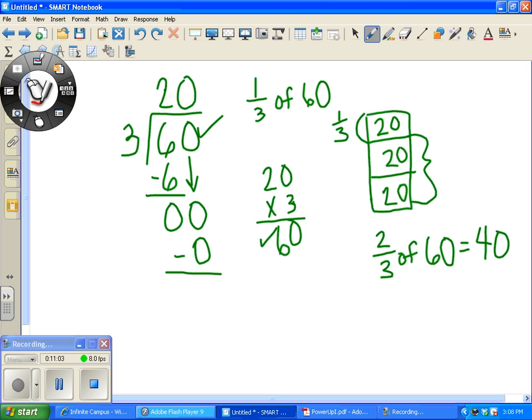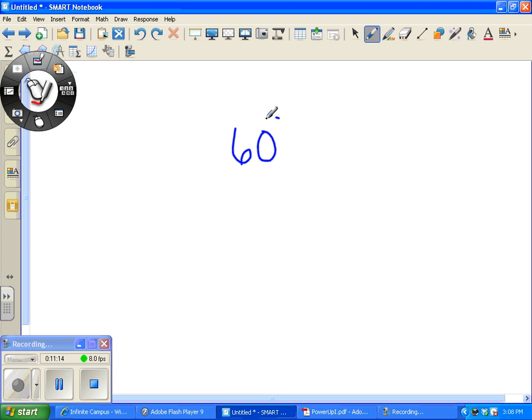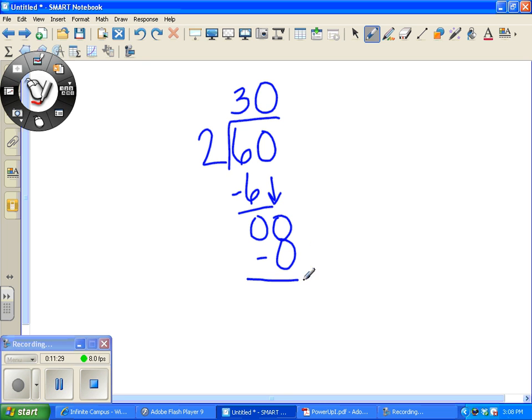Okay, let's look at B. What is 1/2 of 60? Remember, half means dividing into 2 equal groups. How many groups of 2 can I get out of 6? 3. 3 times 2 is 6. Subtract, bring down. How many groups of 2 can I get out of 0? 0. 0 times 2 is 0. Subtract, nothing left to bring down. So, 1/2 of 60 equals 30.